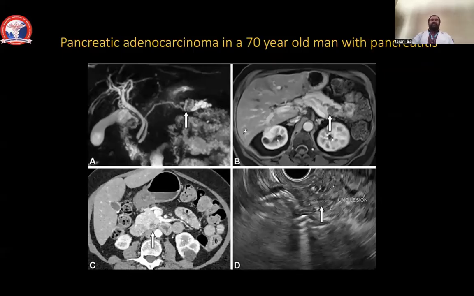Pancreatic adenocarcinoma in a 70-year-old man with history of pancreatitis. We can see an ill-defined mass noted in the tail of the pancreas, causing the duct interruption sign. And there is another mass seen in the head of the pancreas.